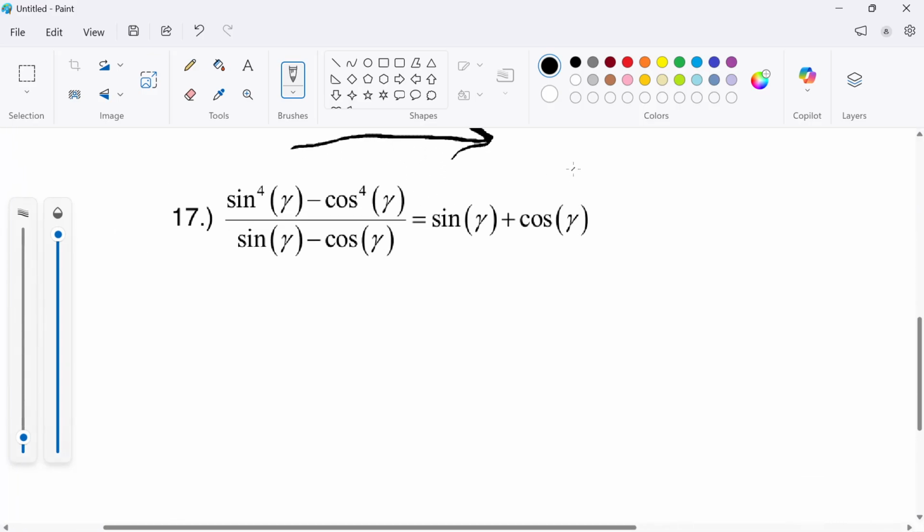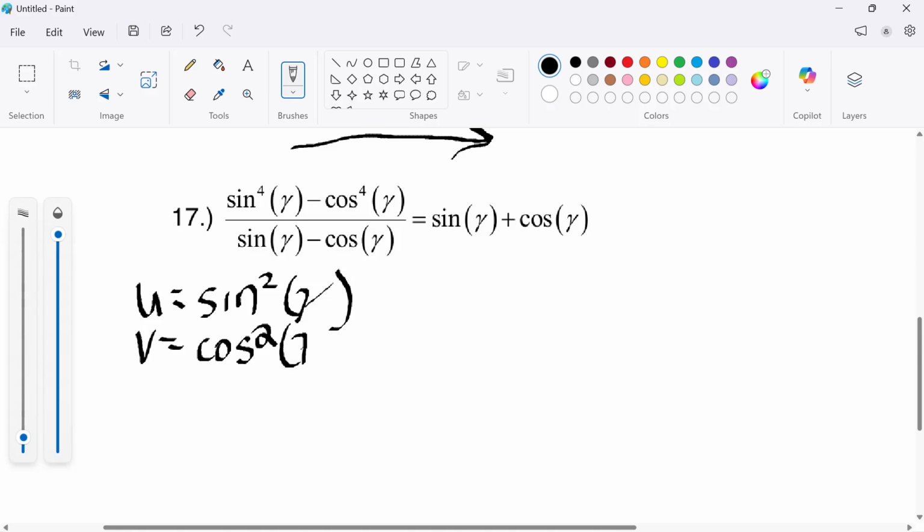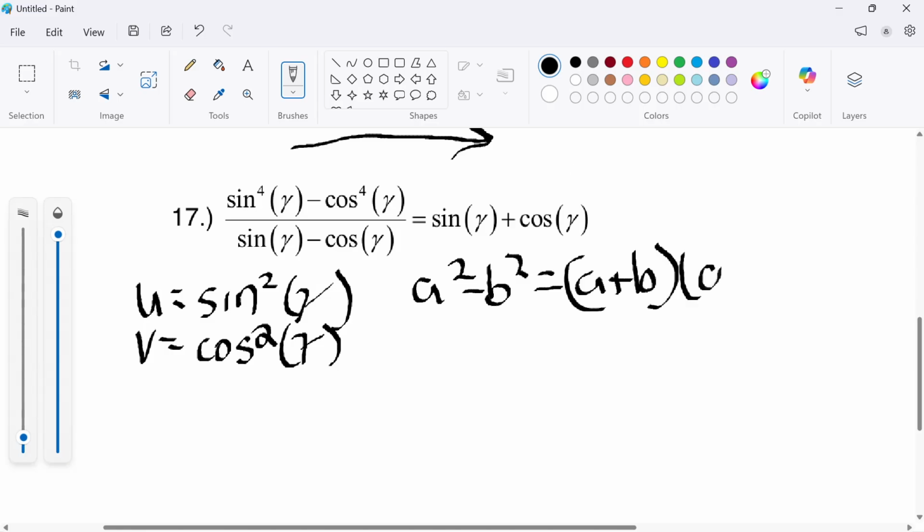I'm going to use two things here. I'm going to use substitution. I'm going to say u equals sine squared gamma, and v equals cosine squared gamma. And then I'm also going to use this: a squared minus b squared equals a plus b times a minus b. This is called difference of two squares.